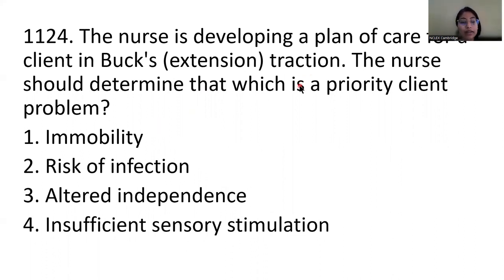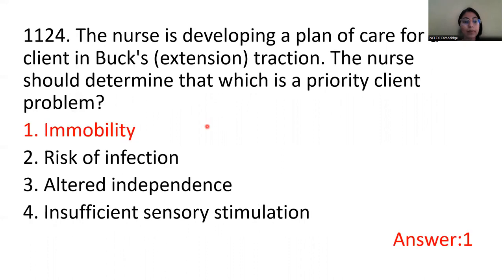Now, what is the priority problem of the client which a nurse should determine? We have to see what the greatest risk in this client is. The options are immobility, risk of infection, altered independence, and insufficient sensory stimulation. The patient's foot is on traction, so what is the most at-risk thing? The answer is immobility. Why? Because the patient is not able to ambulate.